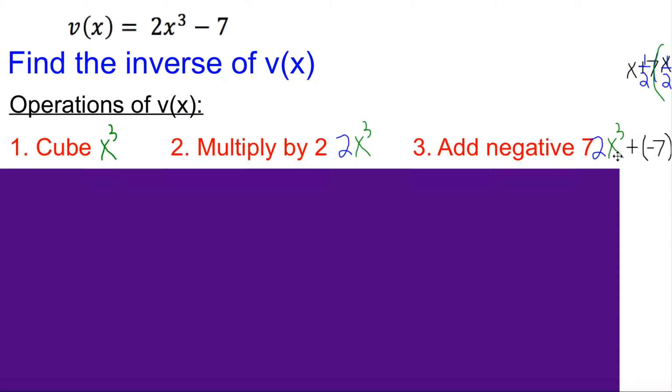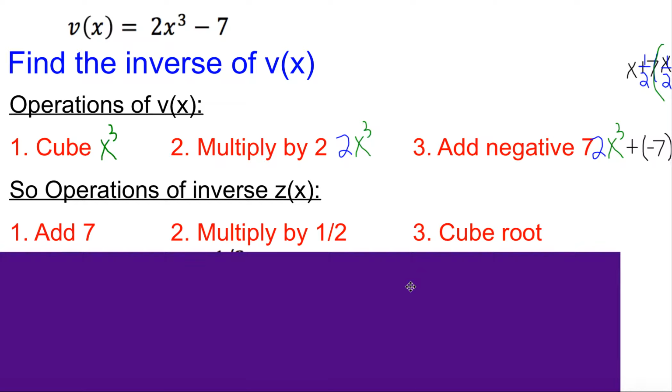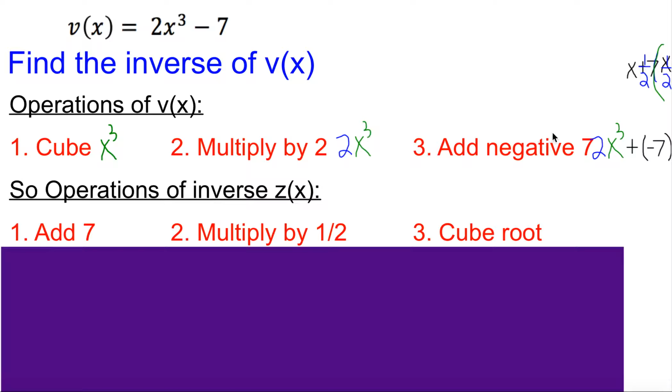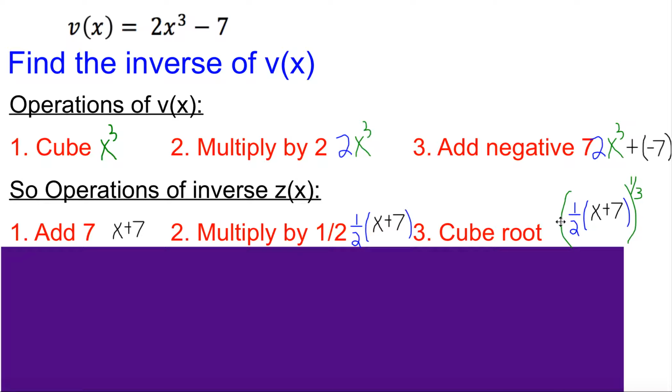So to find the inverse, we're going to take what we did and work backwards. Here I added -7, so I'm actually going to add the opposite. So we're going to start by taking a number and adding 7. Next, originally we multiplied by 2, so let's multiply by the inverse, 1/2. So I'm taking that x plus 7, and I'm going to multiply by 1/2. And then lastly, we cubed a number, and so what we're going to do is take the cube root.